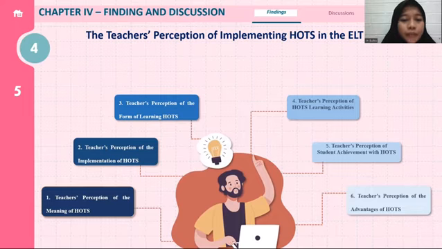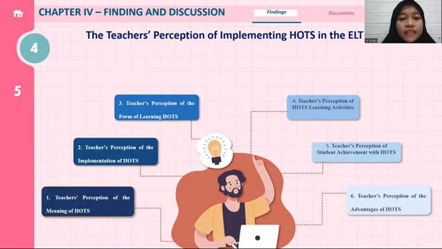The teachers' perception of implementing HOTS in the ELT process. First one is teachers' perception of the meaning of HOTS. The focus at this point is to find out the English teachers' perception of the meaning of HOTS. I tried to find out the meaning of HOTS itself from the two English teachers from class A and class B. Based on the perception of class A and class B English teachers regarding the implementation of HOTS in the ELT process, it's not much different from the researcher, or me.